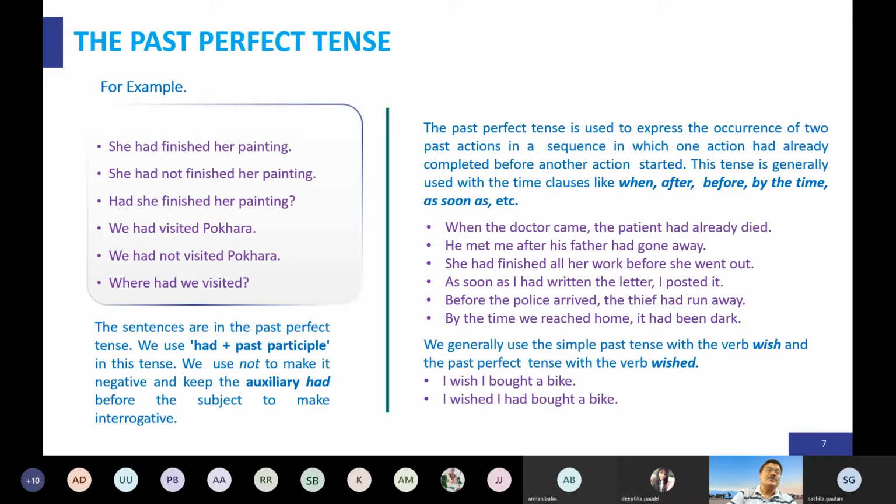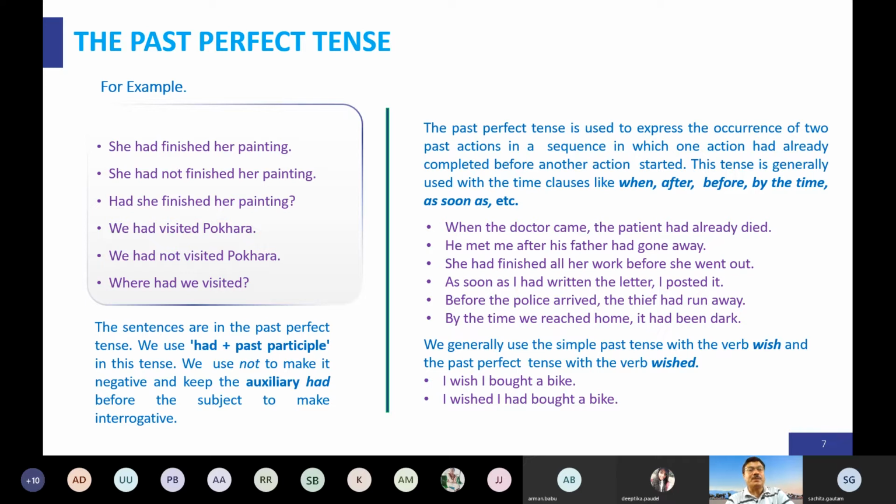Likely, we had visited Pokhara. We had not visited Pokhara. Where had we visited? The statement, negative and question. Both examples there. The sentences are in the past perfect tense.